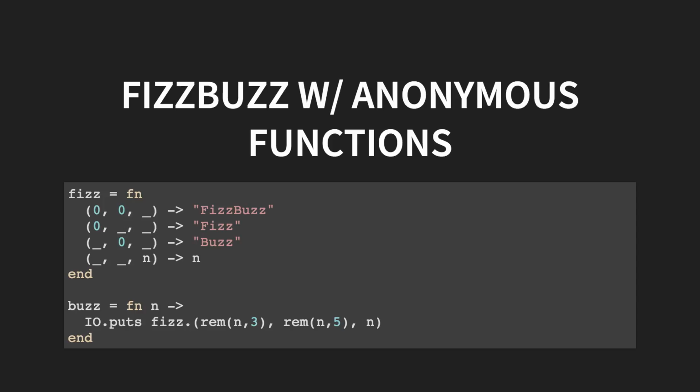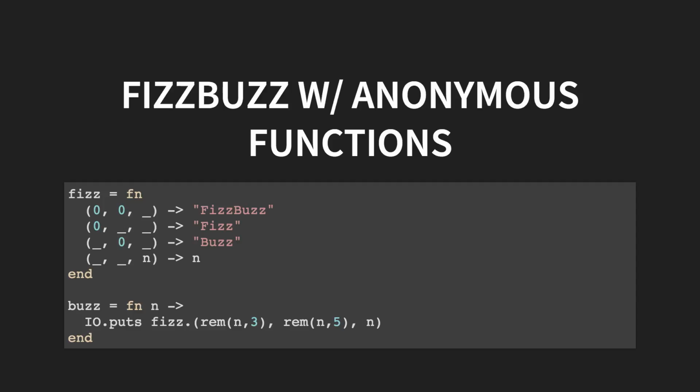The way that you would call this is by calling buzz. The one at the bottom of the page is the one that actually does something. When you call buzz, it takes an argument, n, and with that argument, it sends the remainder of n in 3, the remainder of n in 5, and n up to the other function.